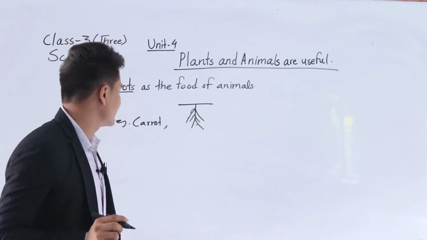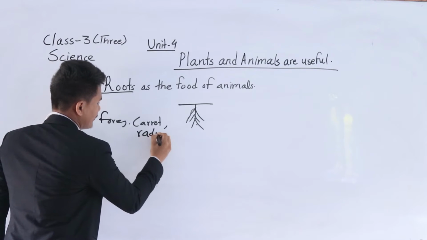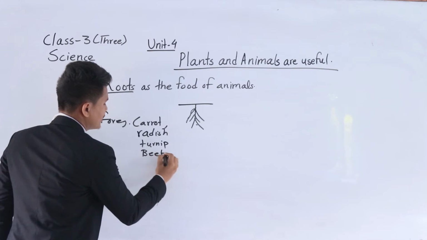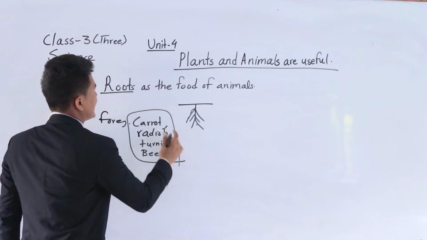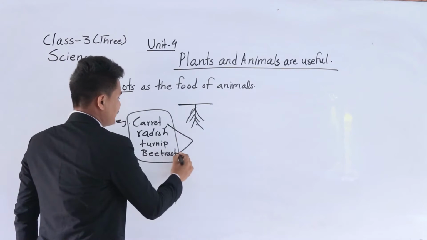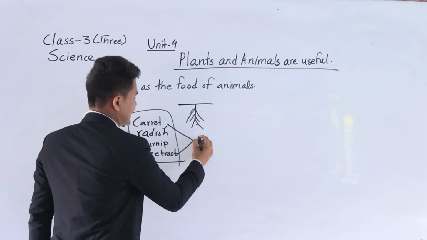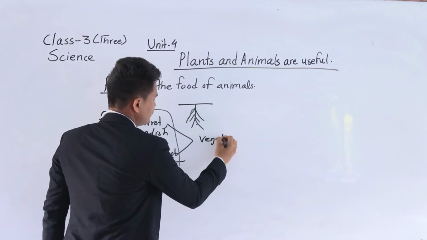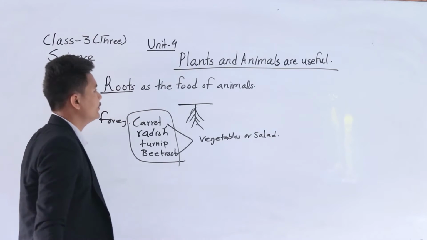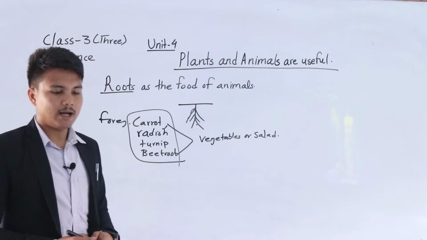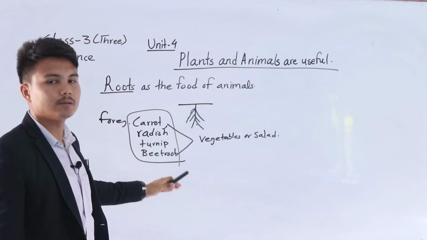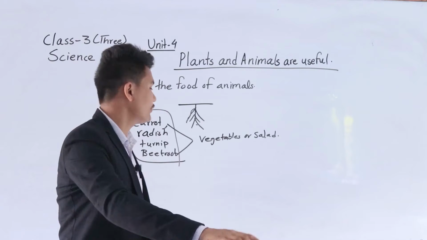So radish, carrot, turnip, beetroot, etc. are some examples of roots that are eaten as food of animals. We all use these as a vegetable or as a salad. Clear all of you? So these are some examples of plants whose roots are eaten as food of animals.